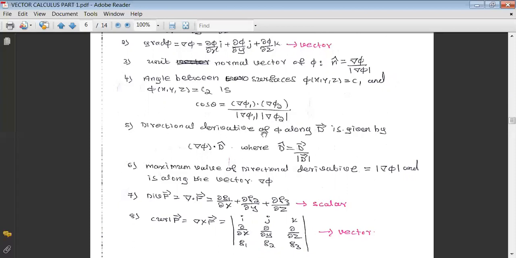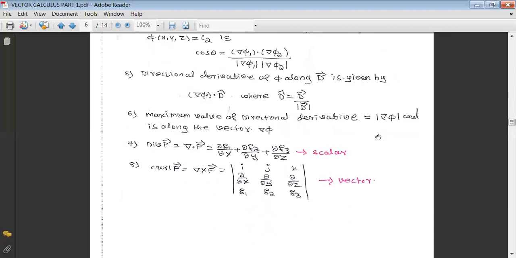and the directional derivative of the scalar phi along the given direction d bar is given by the dot product of del phi and d cap, where d cap is the unit vector along d bar and is given by d cap equal to d bar divided by magnitude of d bar. The maximum directional derivative value is given by magnitude of del phi, and this is along the vector del phi, that is gradient of phi.